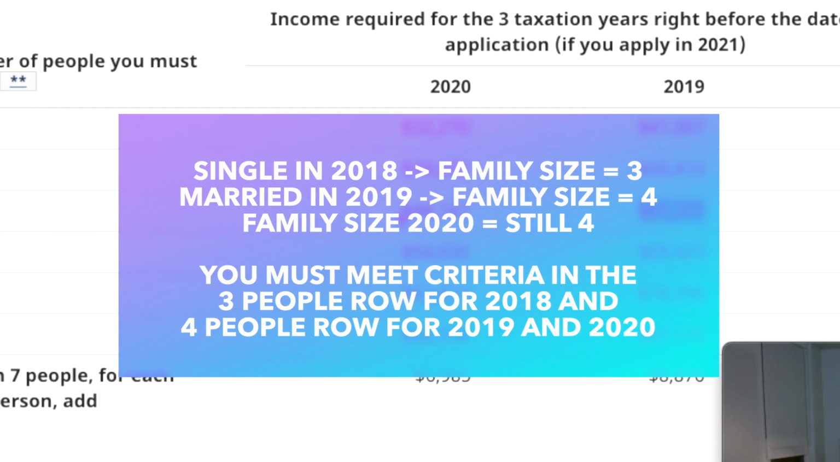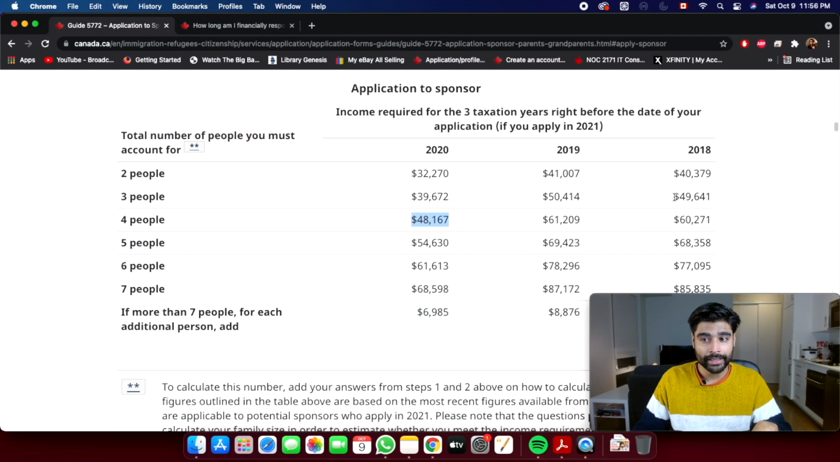Let's assume you did not have a child up until 2020 or 2021, then you still classify under the 4 people category. All right. So single in 2018, 49,641, classify under 3 people. Then you got married, you became 4 people, 61,209 will be your minimum criteria. And for 2020, you did not have a child, so your family size stayed constant at 4. So 48,167 will be your minimum criteria.